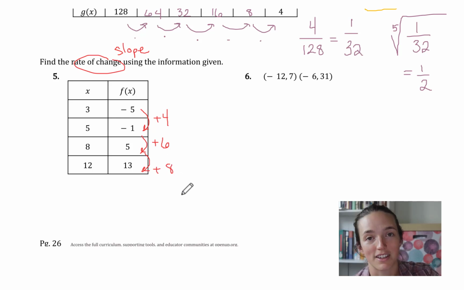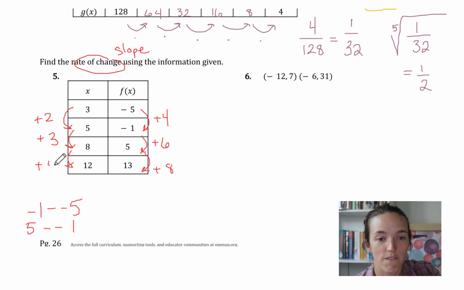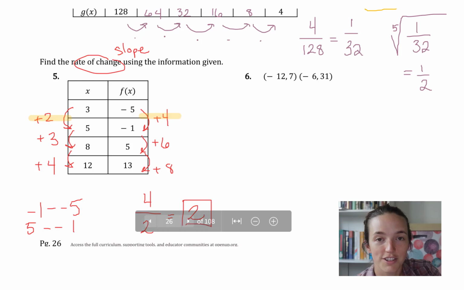Now if you can't do that in your head, that's fine. You would take -1 minus -5 to get the plus 4. 5 minus -1 to get the plus 6. You get the idea. Okay, and then for run, to get from 3 to 5, I'm adding 2. 5 to 8, I'm adding 3. 8 to 12, I'm adding 4. Just going to pick a pair. I'm just going to take the first ones because why not? So that rate of change would be rise 4 over run of 2, and that simplifies to 2.